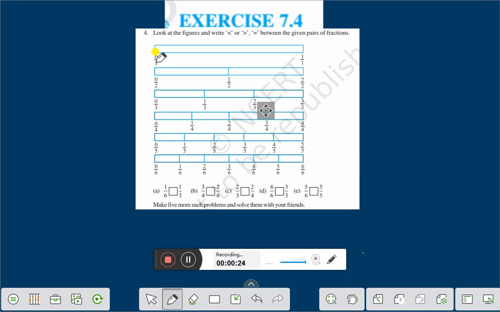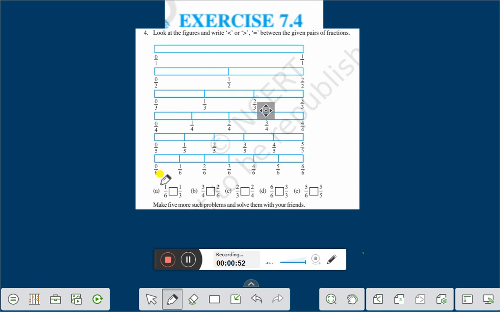It is 0 by 1, it is 1 by 1, right? It is 0 by 2, this is 1 by 2, this is 2 by 2, right? This is 0 by 3, 1 by 3, 2 by 3, 3 by 3. 3 by 3 means 1. 0 by 4, 1 by 4, 2 by 4, 3 by 4, 4 by 4. 0 by 5, 1 by 5, 2 by 5, 3 by 5, 4 by 5, 5 by 5. 0 by 6, 1 by 6, 2 by 6, 3 by 6, 4 by 6, 5 by 6 and 6 by 6.